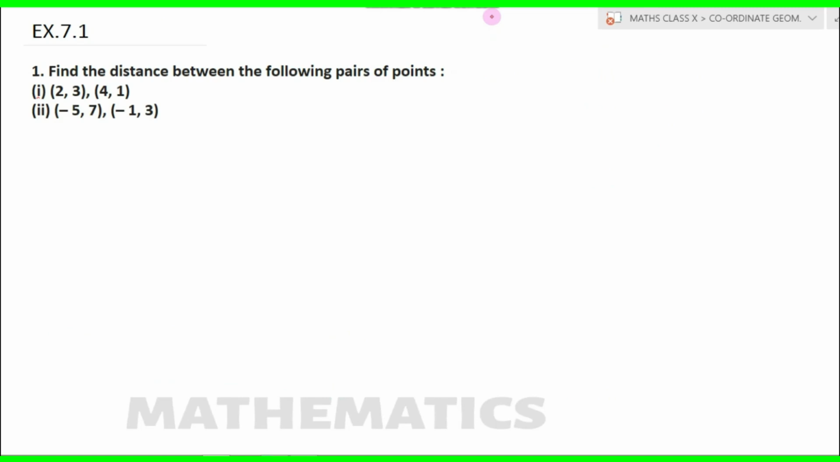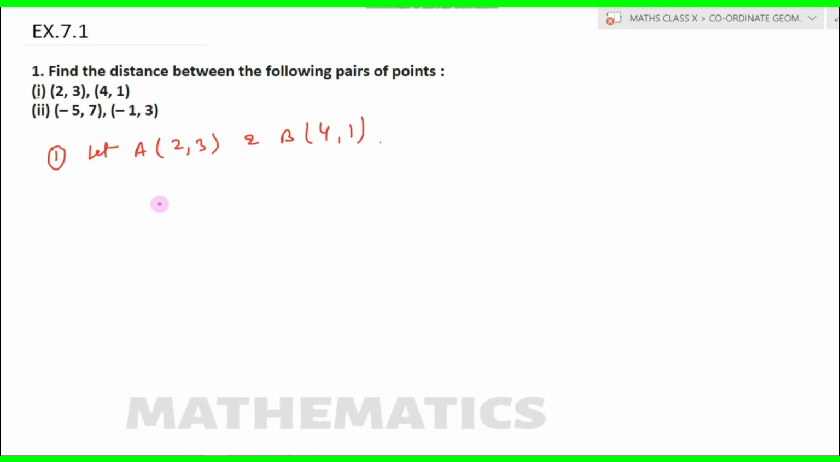Hello students, here we are going to do some important questions of your exercise 7.1. Question number 1, find the distance between the points given. So here we have the 2 points. First you give the names. Let A be the coordinate (2, 3) and B the coordinate (4, 1). You have to find the distance between A and B.